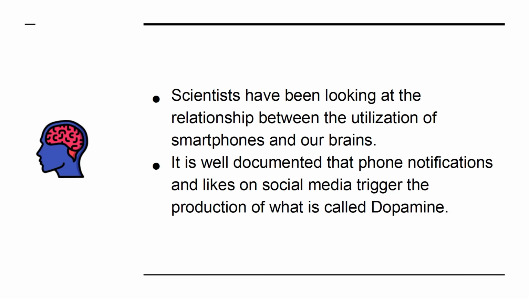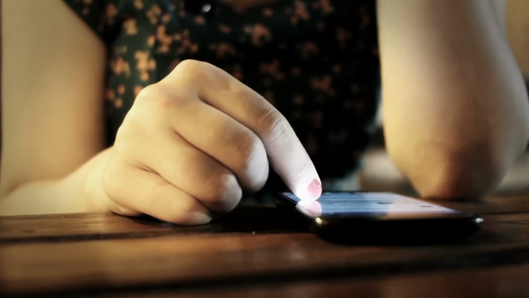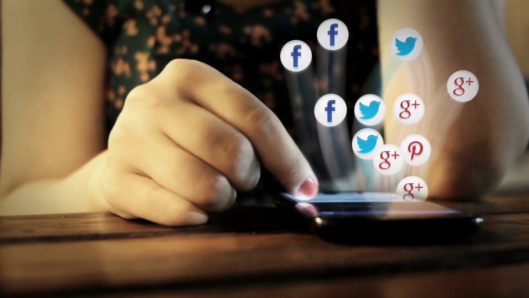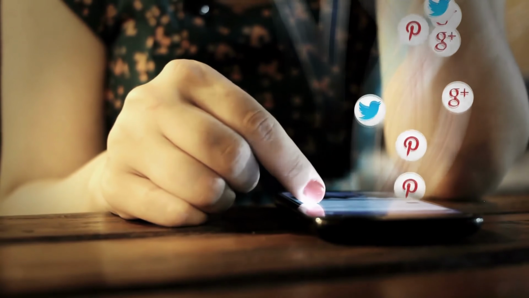It is well documented that phone notifications and likes on social media trigger the production of what is called dopamine. Dopamine is the neurotransmitter of instant gratification. While it brings that sense of pleasure, it can also create an addiction to electronic devices in the long run. Our phone is a way to escape reality, and just like drugs or gambling, it provides us with instant gratification and can lead to addiction.